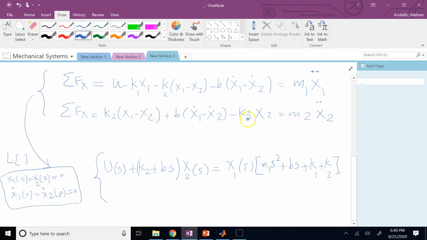and then negative b, which becomes positive, so plus bs plus k1 plus k2. And then similarly, on the bottom equation, I'll take my x2 terms to the right hand side, keep x1 terms on the left hand side, so I will get (k2 plus bs) times X1 of s equals X2 of s times (m2 s squared plus b times s plus k2 plus k3).